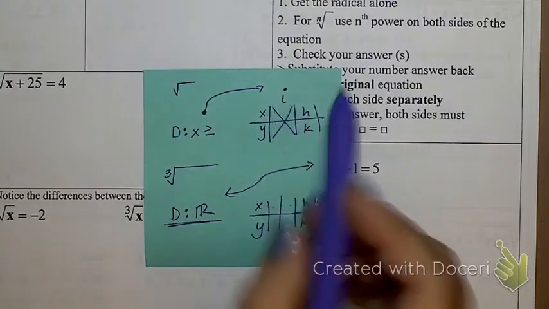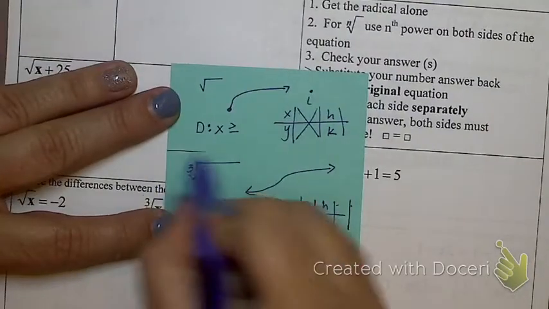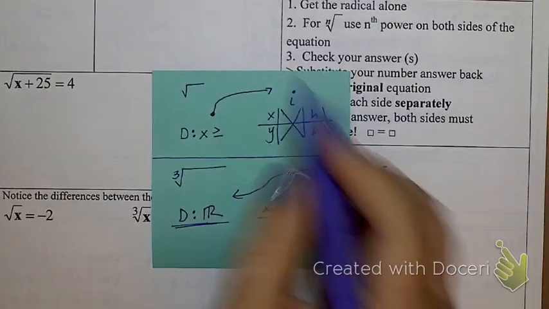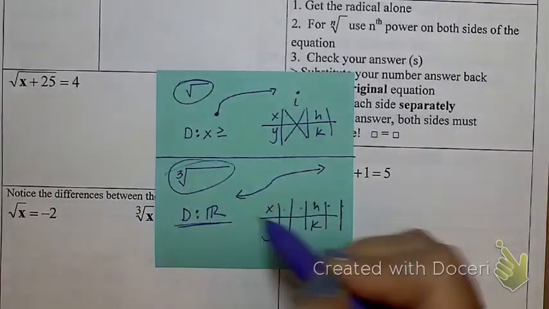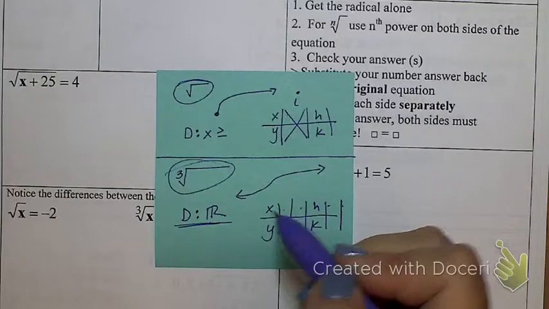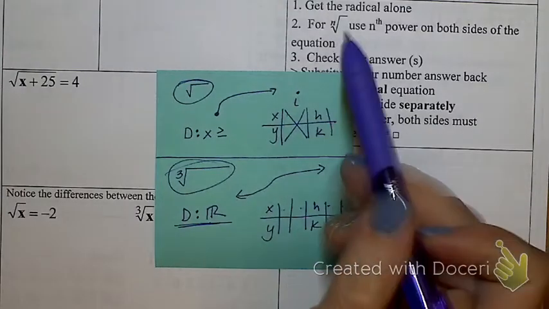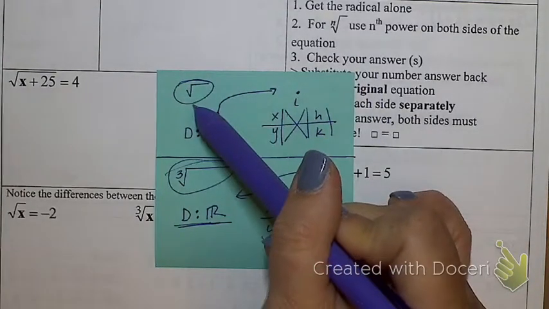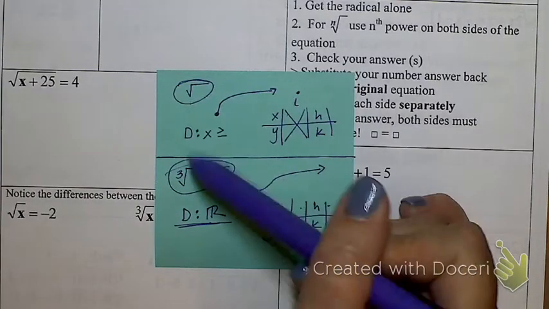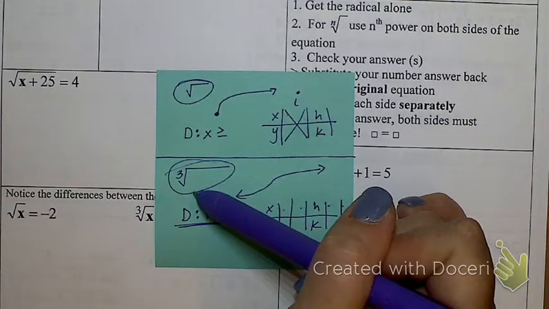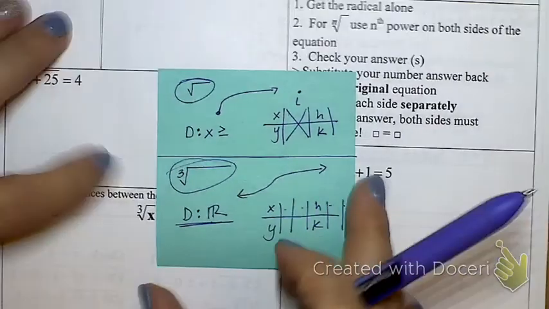Okay? Now, because of that, there's one small difference between solving a square root equation and solving a cube root equation. And I'm going to take that one step further and say that there's one little difference between solving an equation with an even index versus solving an equation with an odd index. Okay? So keep that in mind because I'll come back to that.